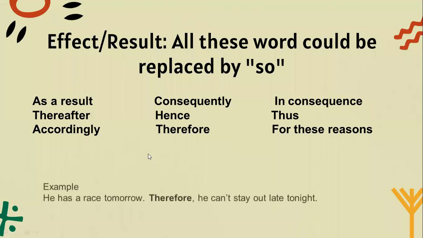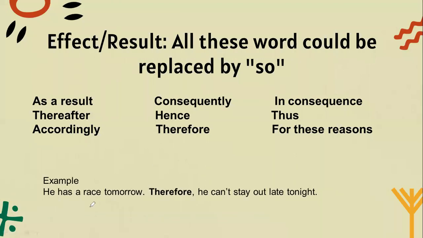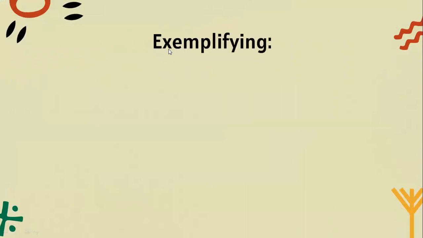Let us have a look at this example. It says, he has a race tomorrow. So this is the first sentence. He can't stay out late tonight. What is the relation between the second sentence and the first sentence? A result. You're going to ask yourself why. He can't stay out late at night because simply he has a race tomorrow. So the third group, an easy group, we discovered that the two sentences are a result or effect of each other.